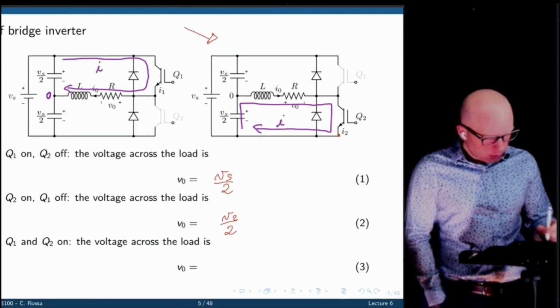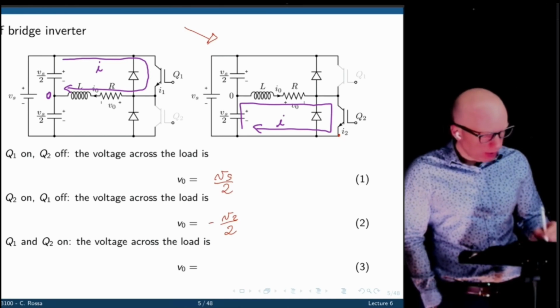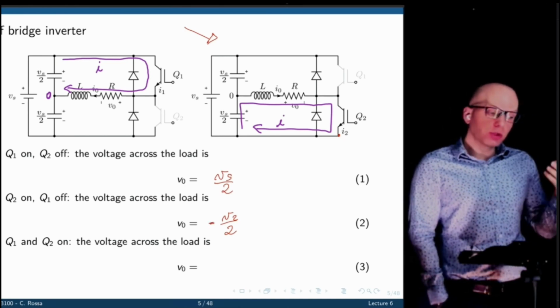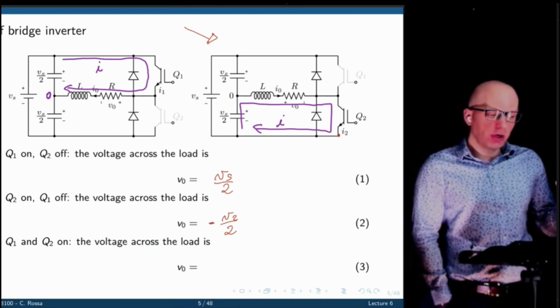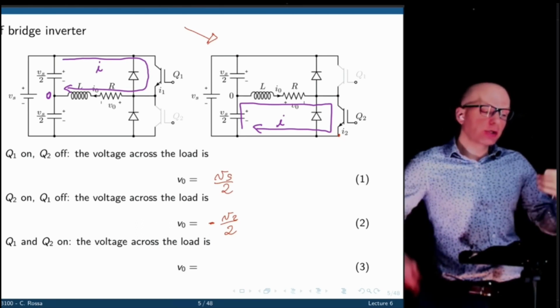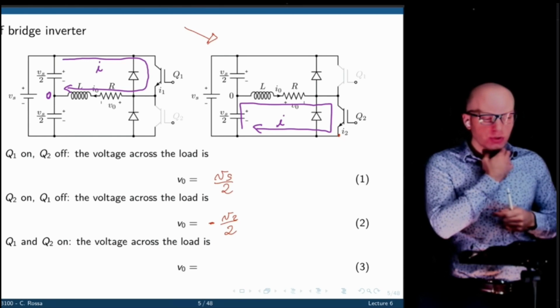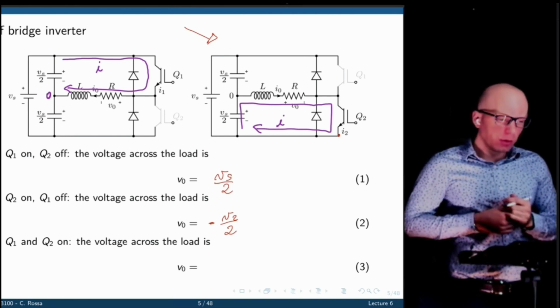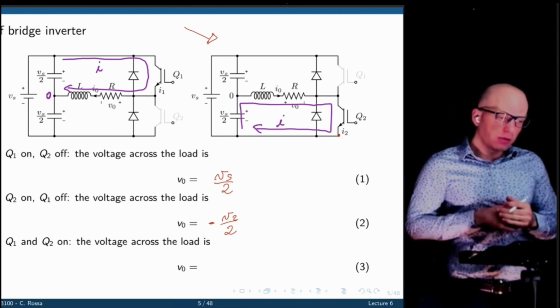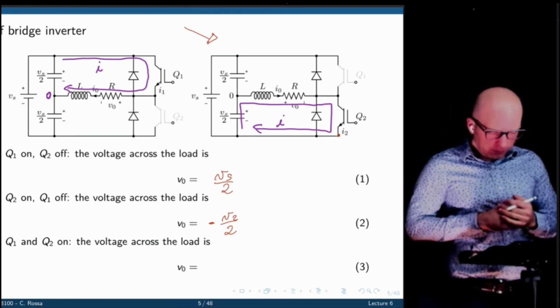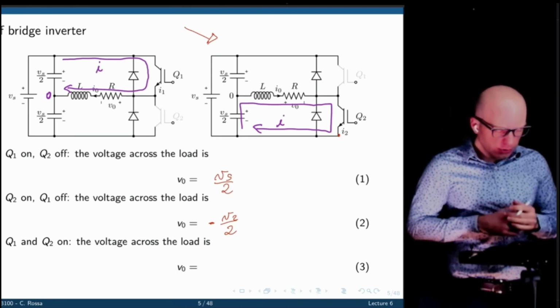Current goes in the opposite direction, as opposed to the DC-DC converter that we had before, where current would only go in one direction. This one goes in two directions, depending on which transistor we choose to operate. When both transistors are open, what is the voltage across the load?